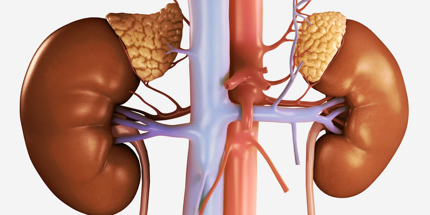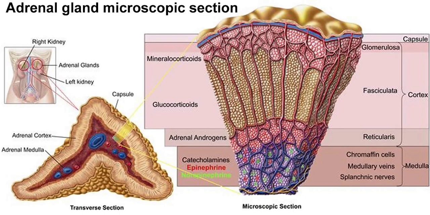The adrenal glands, also known as suprarenal glands, are endocrine glands that produce a variety of hormones including adrenaline and the steroids aldosterone and cortisol. They are found above the kidneys. Each gland has an outer cortex which produces steroid hormones and an inner medulla.